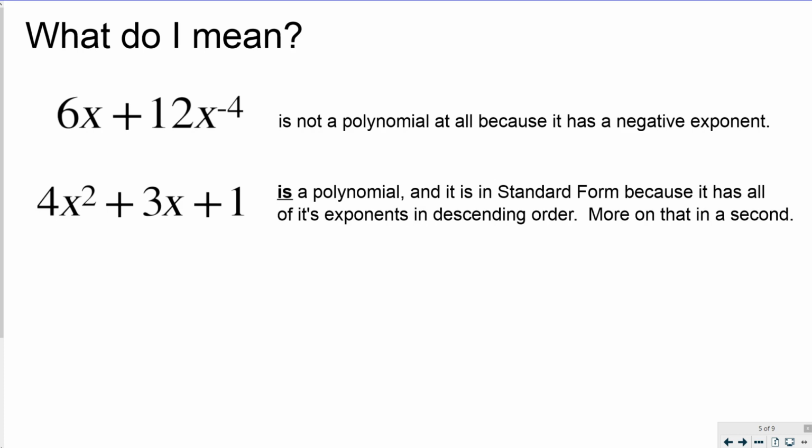4x squared plus 3x plus 1 is a polynomial, and it is in standard form because it has all of its exponents in descending order. More on that in just a second.